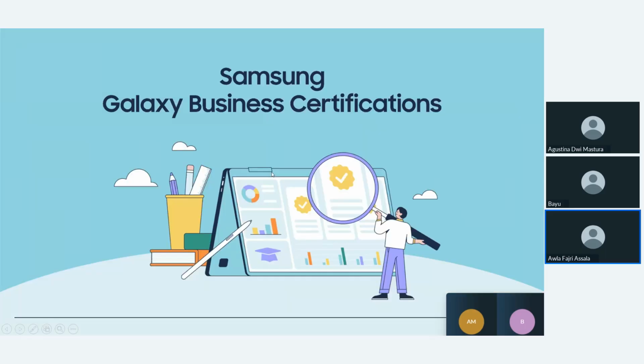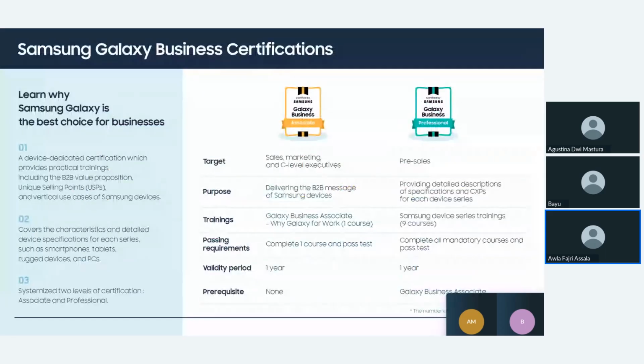So let's go through first our Galaxy Business Certification. Our Galaxy Business Certification is more targeted to the sales and marketing and C-level executive. That's for the associate. Meanwhile, the professional is more targeted to the pre-sales. And the purpose is to help you all deliver the B2B message of our Samsung devices.